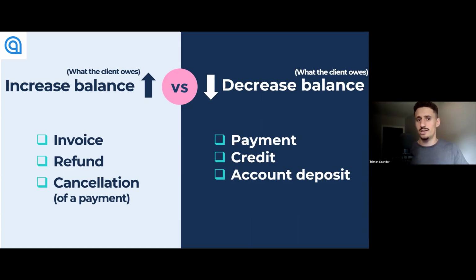Next, if we look on the right side, what decreases a balance? A payment, for example, decreases a balance because it means that the client owes less money. When you make a payment, that means you owe less money, so the balance decreases. Same thing for a credit. If a credit is put onto a client account, the client owes less money, so the balance decreases. And lastly, an account deposit, which is essentially the same thing as a payment. It is a payment made in advance, so the client owes less money and the balance decreases as well.